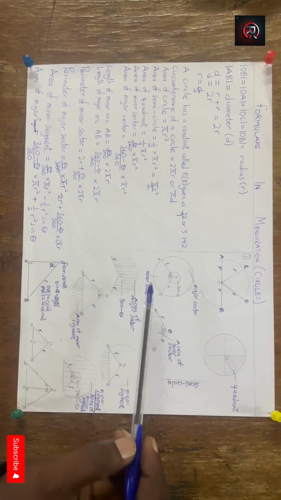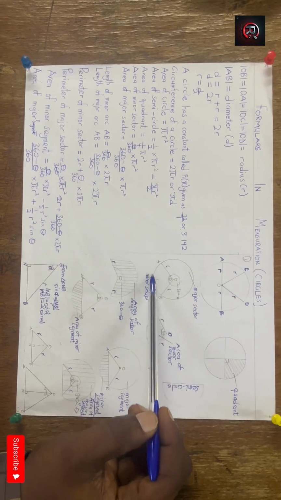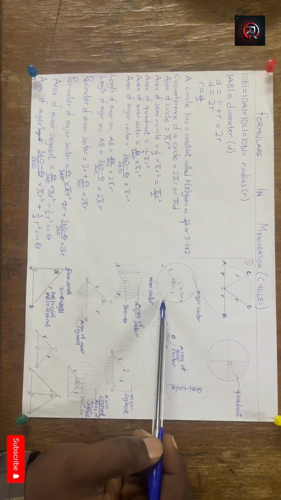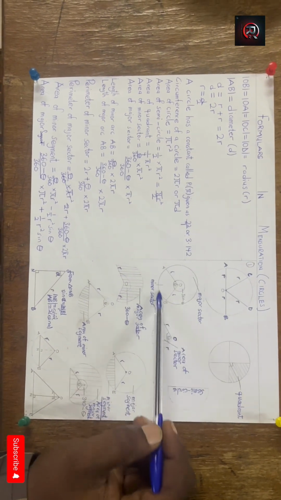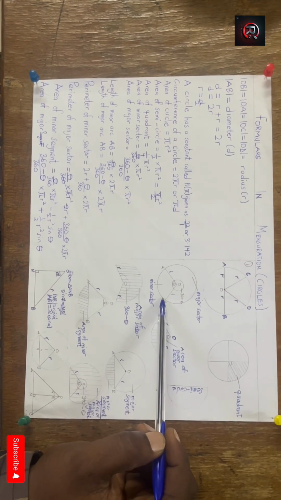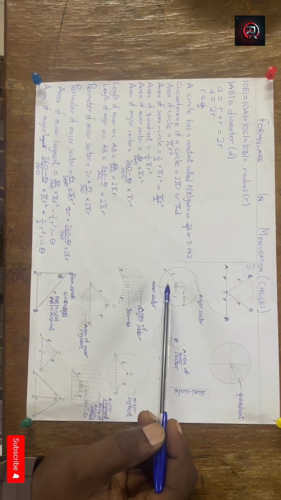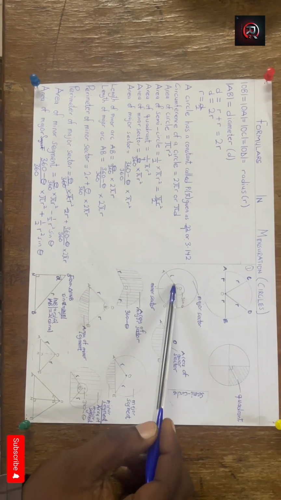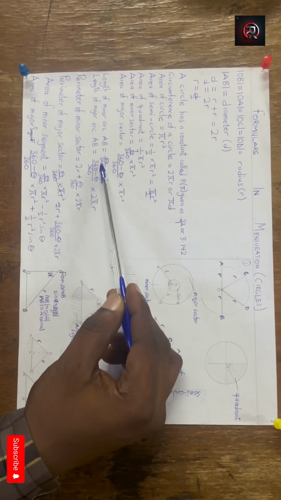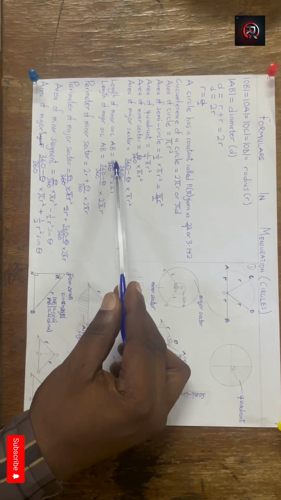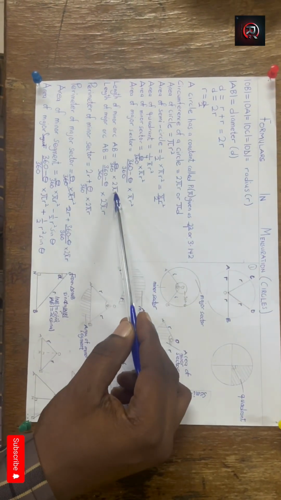We can also be asked to find the length of this arc here, that is from A to B, and we can also call it the minor arc. How do we get the length of the minor arc? The length of the minor arc is given as the angle here, which is theta, over 360 times 2 pi r. So we can also have our formula for the length of the minor arc here.